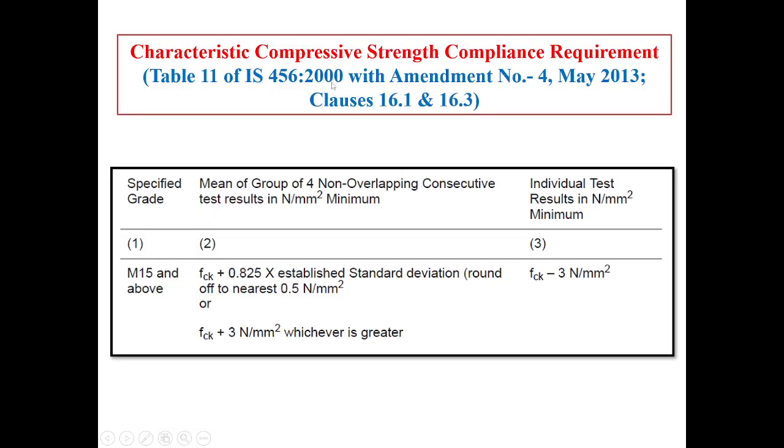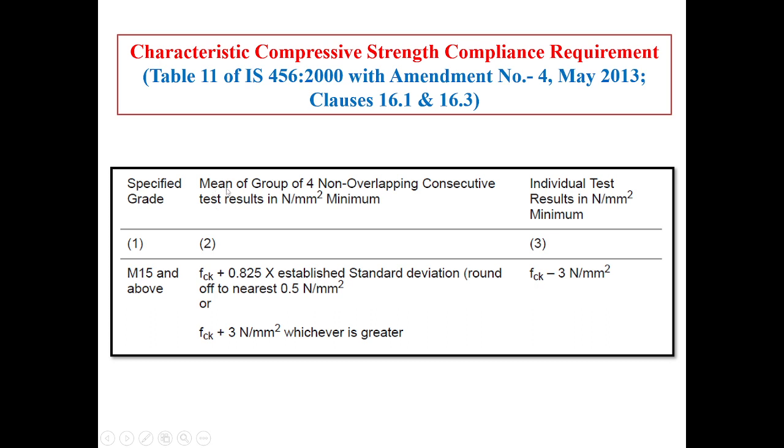Now, characteristic compressive strength compliance requirement is given in table number 11 of IS 456-2000, and so many amendments were carried out. So amendment number 4 was carried out in May 2013 and it is corresponding to clauses 16.1 and 16.3. So some changes were made in that table number 11 and that was amendment number 4. Now what is that? I will simply read out. If you see the first column of the table, they say specified grade, that is M15 and above. That means this table is now made for grades M15 and above.